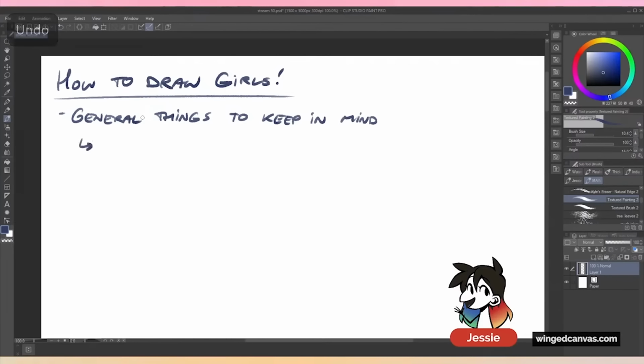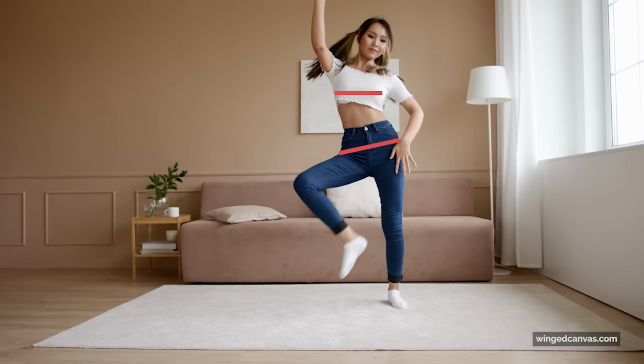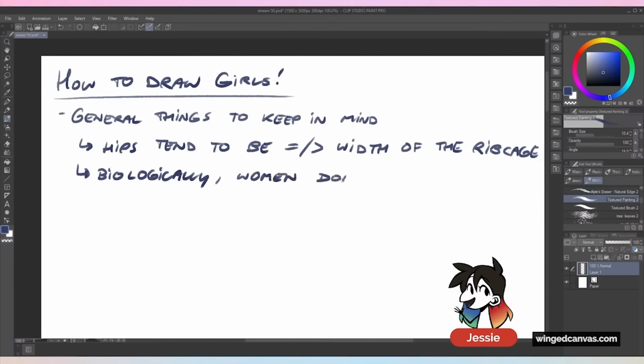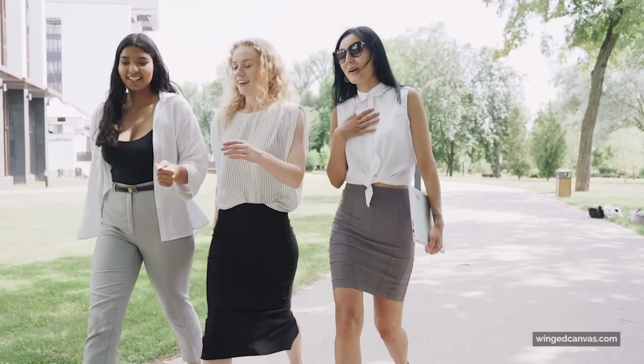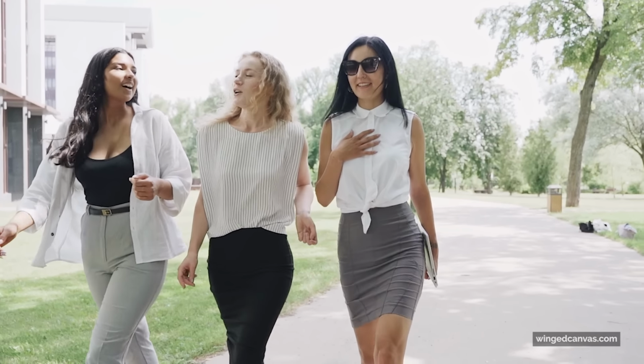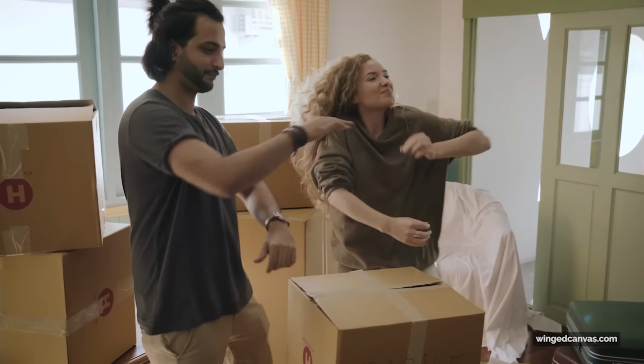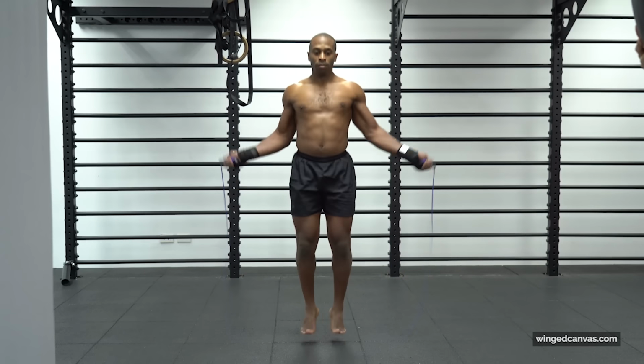In general, when you are drawing women, the hips tend to be equal to or larger than the width of the rib cage. And this comes with puberty. It's a thing that just happens. Biologically, women don't bulk up as easily, but that doesn't mean they can't be muscular. If you draw the very average woman, she will be less muscular than an average man. That's just a baseline sort of thing, right? Men will bulk up a little bit easier because of testosterone. Women just don't bulk up as often.